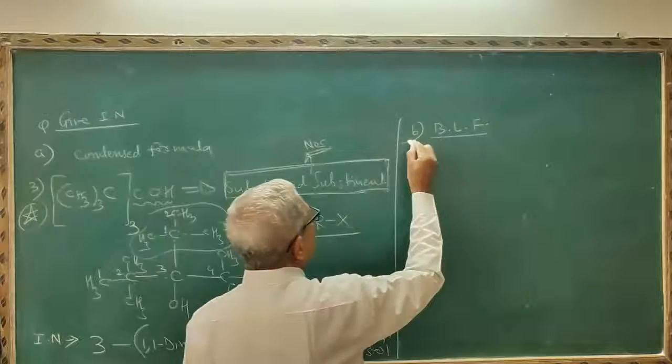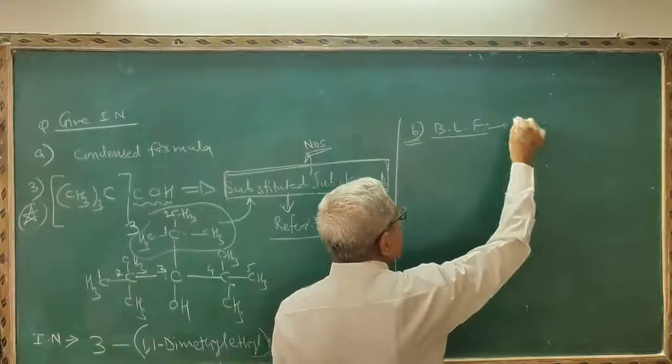The second part is the B part, that is the bond line formula. I will take it in the next lecture.